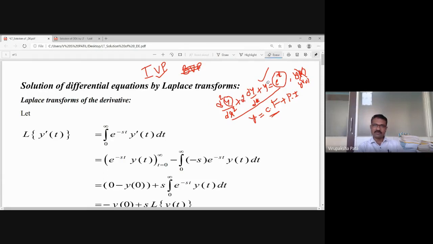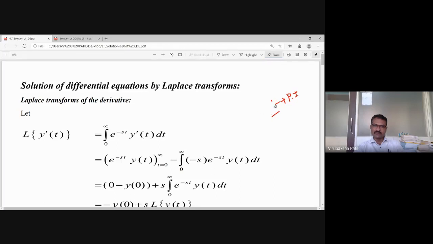Now, in such examples, doing it by the normal method becomes a little bit lengthy. To make that easy, we can get the solutions without finding CF and PI. To get the solution of the given initial value problem, we can directly use Laplace transforms. So how to use Laplace transforms to solve these differential equations, that is IVPs, we will discuss now.